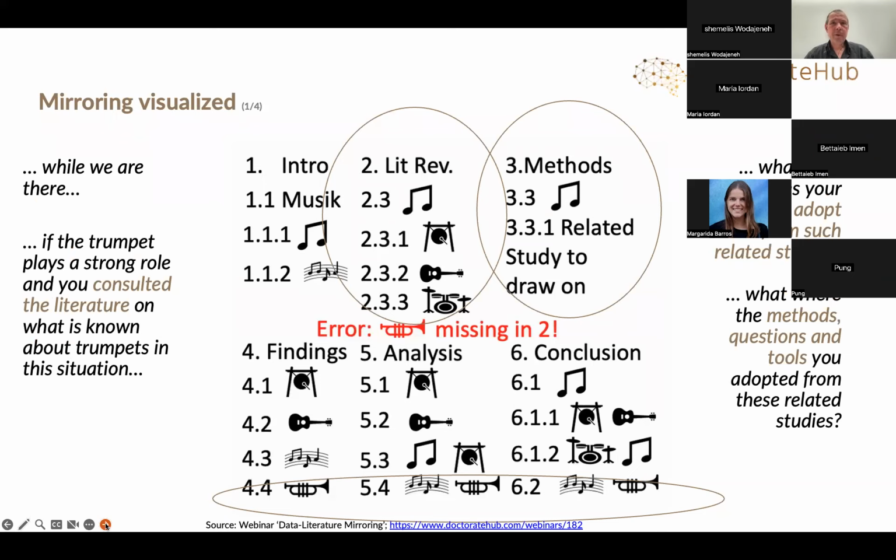So it shows you as a consistency on the lower end for 4, 5, 4, 6, 2, that music, notes, and trumpets are a key part of your research, and therefore it likely should also be addressed within the literature review.